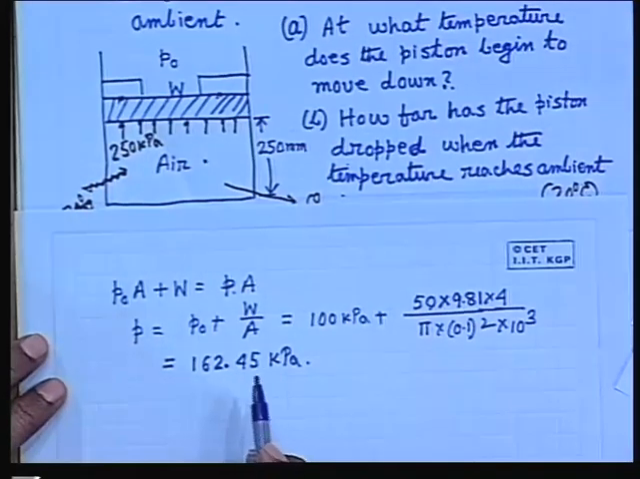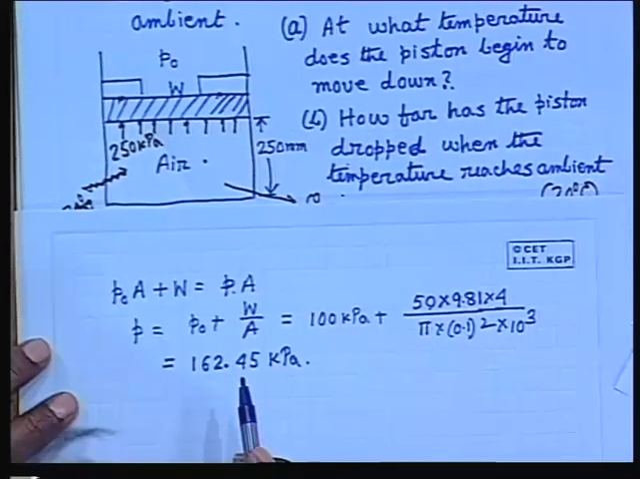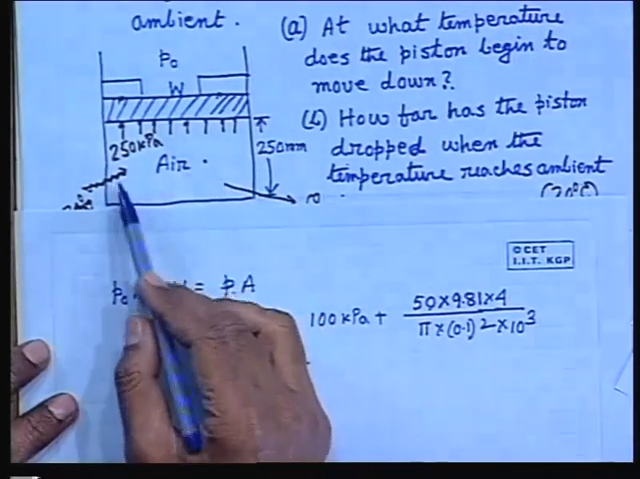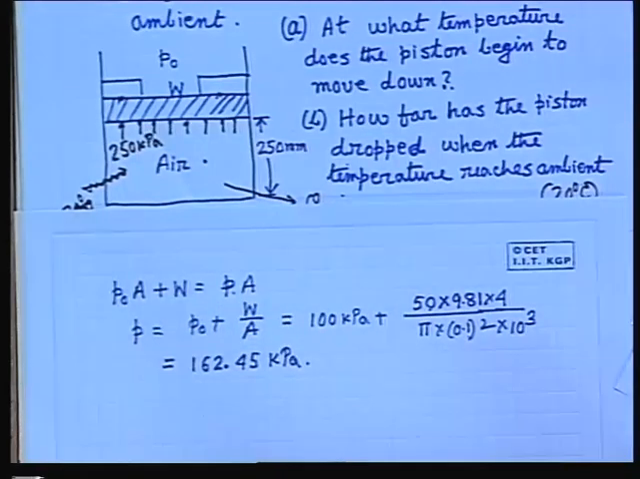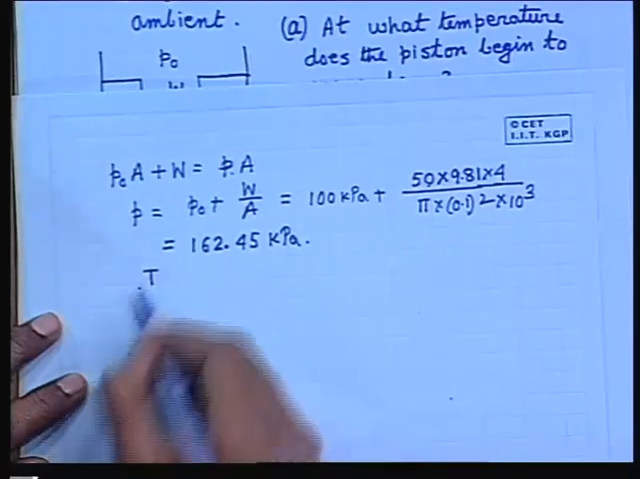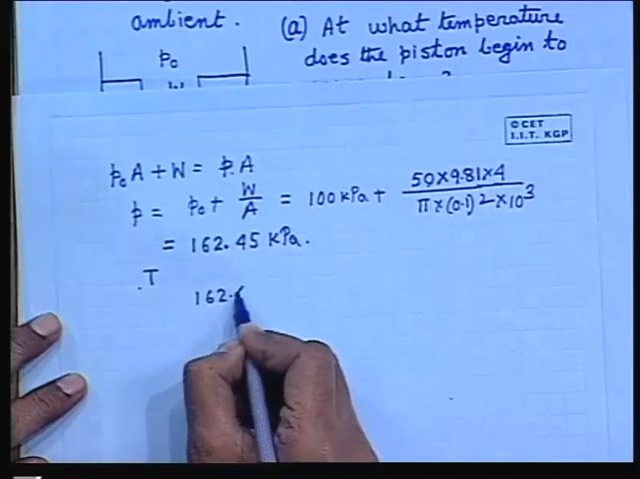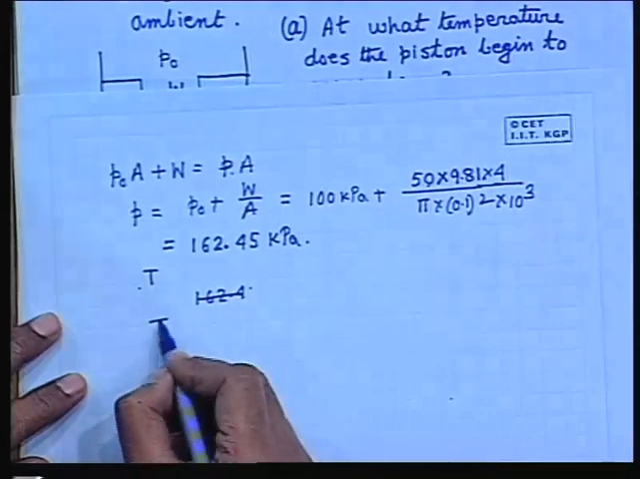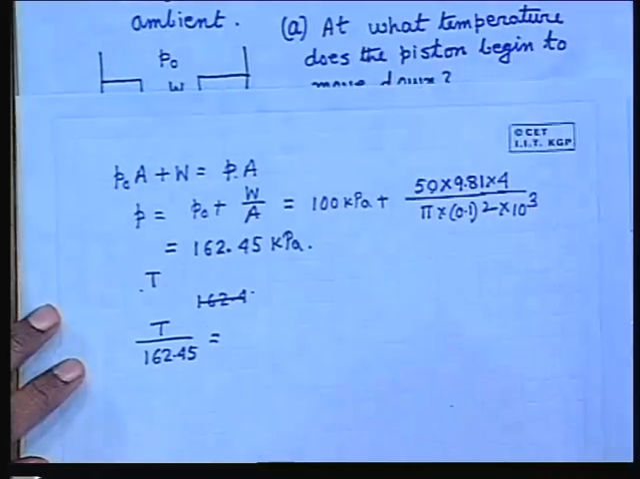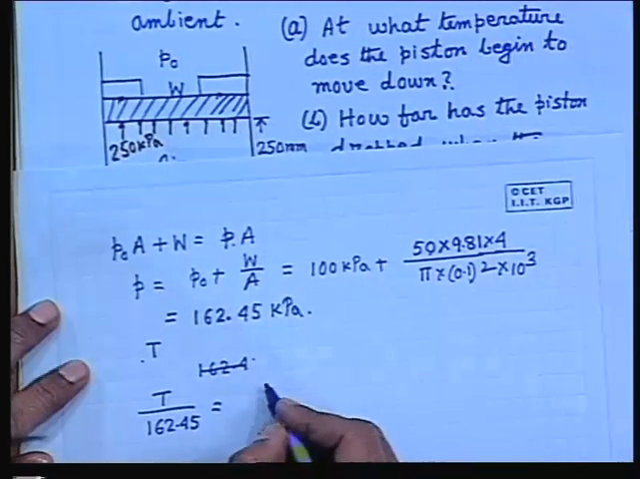But the question is, at what temperature does the piston begin to move down? Now I know the pressure, but how can I know the temperature? Very good, constant volume, P1 by T1. So let T be the temperature, then P by T, that means I write it this way, T by 162.45 is equal to, what is the initial temperature given? 300.